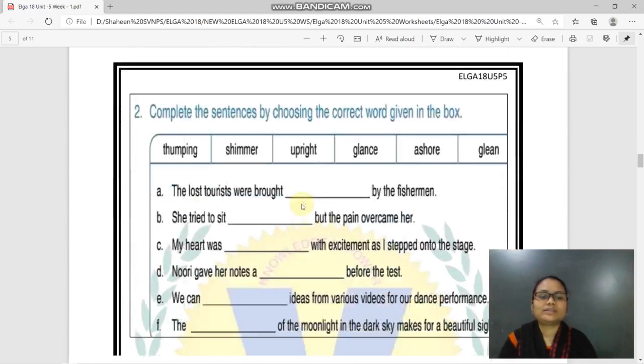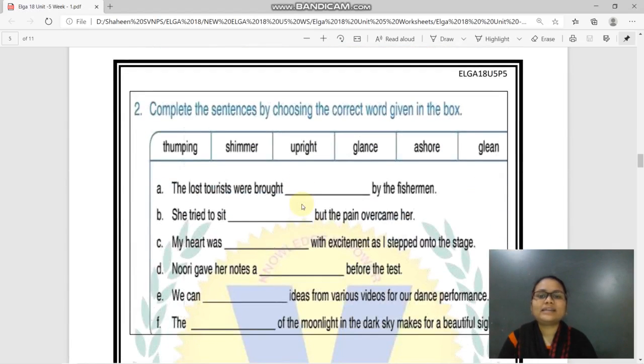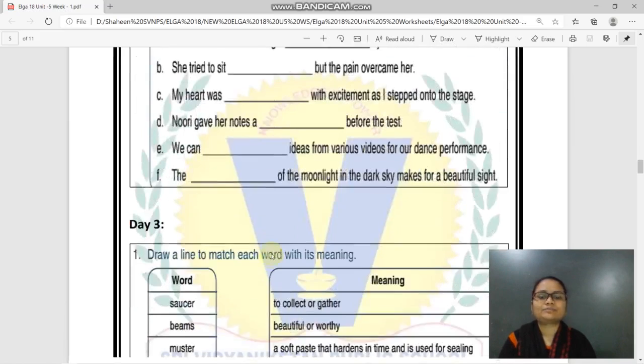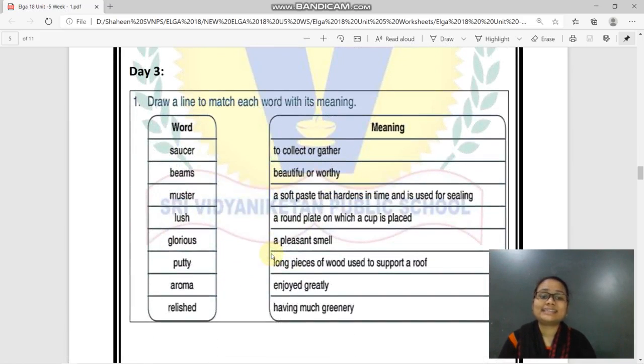Next, let us move towards the next question. Complete the sentences by choosing the correct word given in the box. You can see here in the box a few words are given to you all children and a few sentences are given for you all. You are supposed to complete the sentences by choosing the correct word which is given in the box. So this is how you are supposed to complete it children. Next, let us move towards day 3.